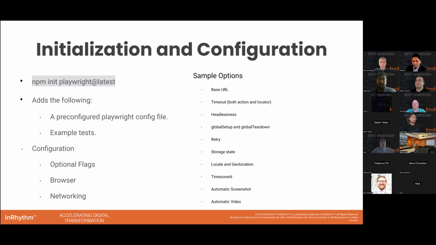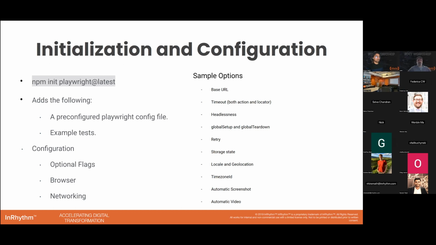You get a pre-configured configuration file. And that configuration file lets you set up a whole bunch of global state. Basic stuff that you're used to, like base URL, timeouts, headlessness or whatnot, but also more advanced features like storage state, geolocation, time zone ID, and some of Playwright's built-in debugging features, such as the automatic screenshot and the automatic video recording for tests. It also gives you a list of sample tests that you could look at that operate against Playwright's own website, which gives you a basis for being able to just copy paste code for your own website.